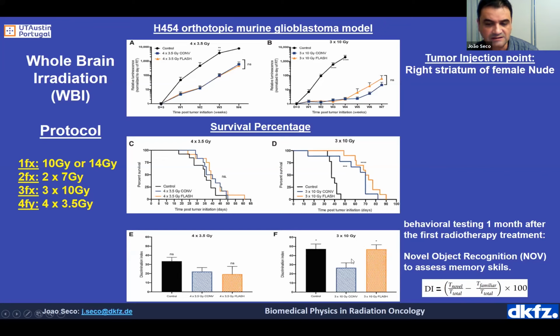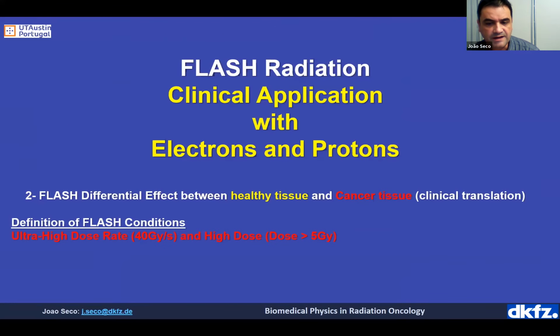While if you gave the conventional method, you had a significant drop in the ability to identify novel objects. So this was an excellent result from a clinical perspective. It says that fractionation also plays a role, and we have to investigate what's the best flash fractionation regime. Then we're looking now to clinical applications with electrons and protons.